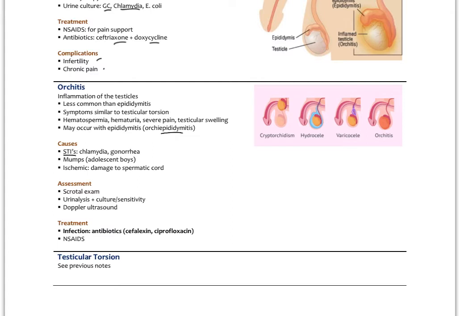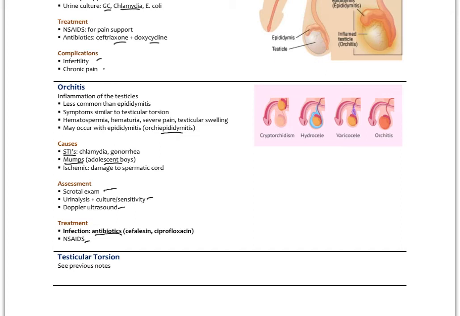Again, the causes, STIs, chlamydia, gonorrhea, mumps. We see this less now with immunizations, but previously when adolescent boys would get mumps, they would also develop orchitis commonly from that. It can also have ischemic causes, and that's damage from trauma to the spermatic cord. Assessment is going to be, again, scrotal exam, urinalysis with culture and sensitivity, and a Doppler ultrasound. And the treatment will be typically, if there's an infection, antibiotics, again, cephalexin or ciprofloxacin or doxycycline, and then NSAIDs would be the typical thing there. So very similar to epididymitis.